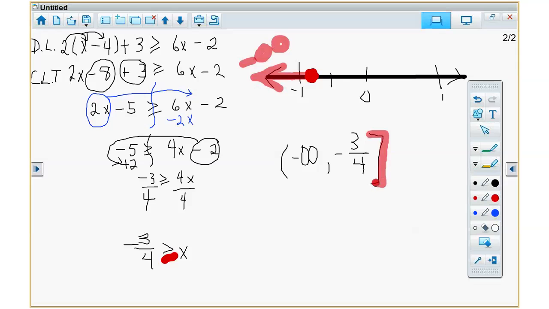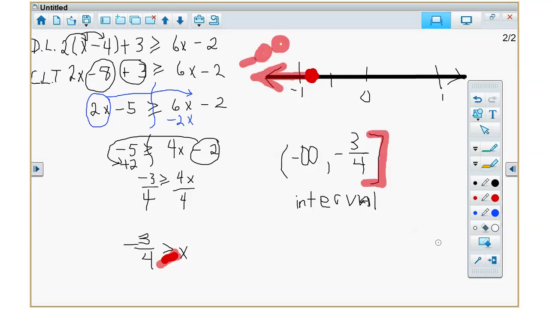That's why you got to memorize that when you have an equal sign here, you have a closed circle, which means that you have a bracket. Yep. That's called interval notation. Write that down. The other one's called set builder notation, and I'll show you that. It's not a big deal.